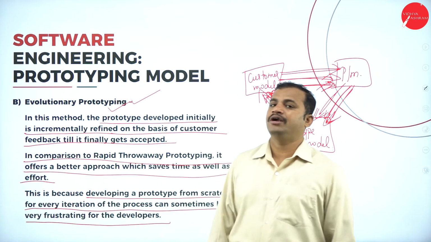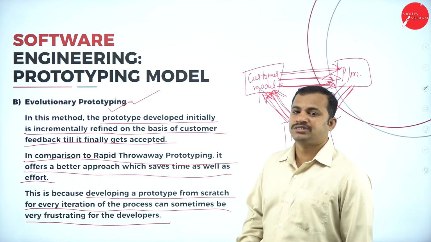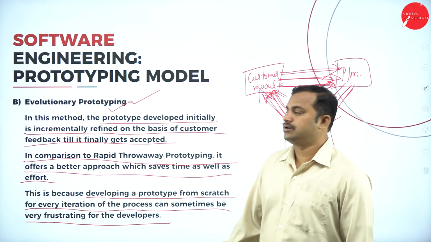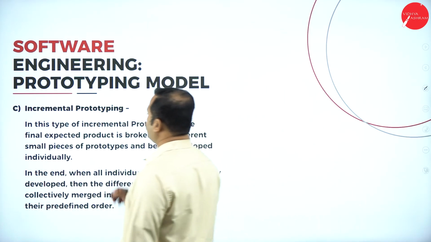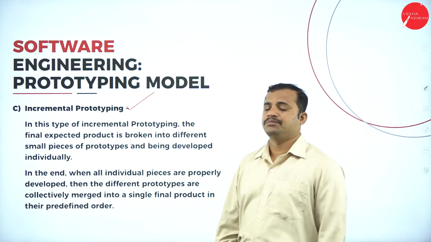There is another advantage of that evolutionary approach: time and effort are saved for the developer. So, which is the third type of prototyping model? Incremental model. What is the meaning of incremental model?